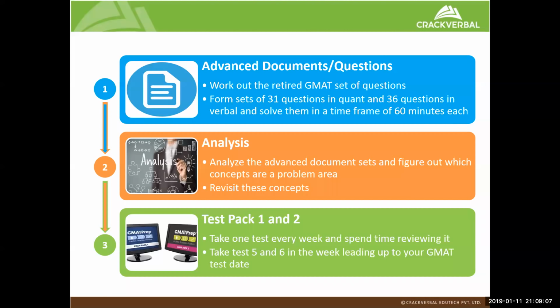So what we would recommend is you take the advanced documents and create a set of 31 questions in quant and 36 questions in verbal. How I would create a 31-question set in quant, I would keep it top heavy in terms of the topics that I'm weak at, and I would also put in some questions of the other topics as well, so that I still get practice on that. The same thing I would do on the verbal front. If I see that I'm weak at sentence correction, instead of 12 questions, I would push it to 16 questions.